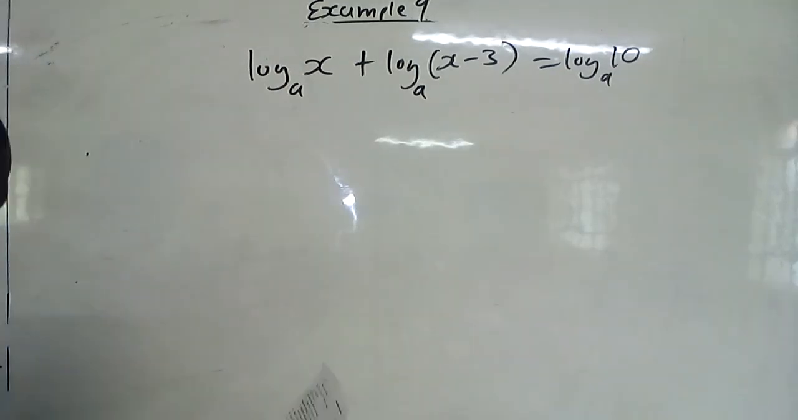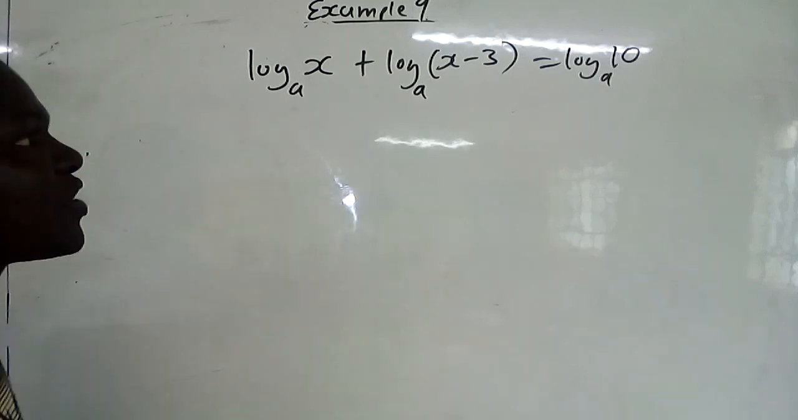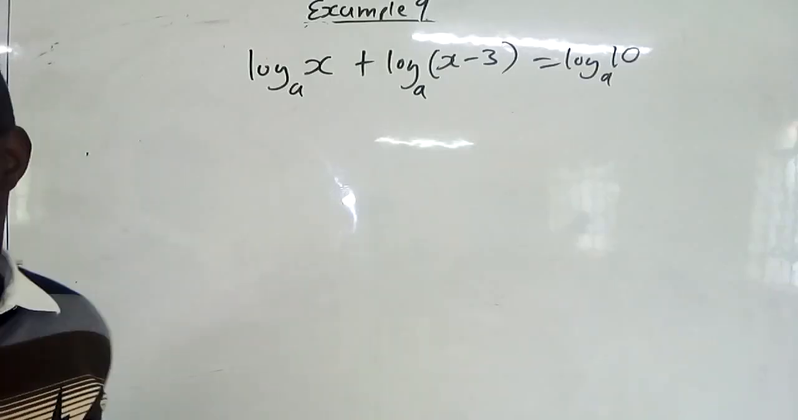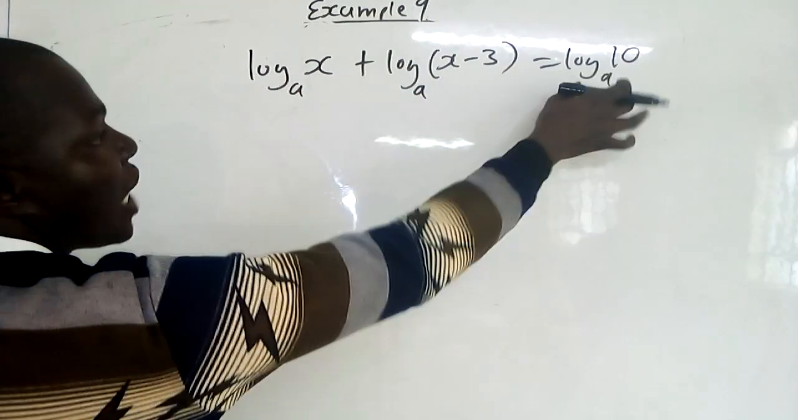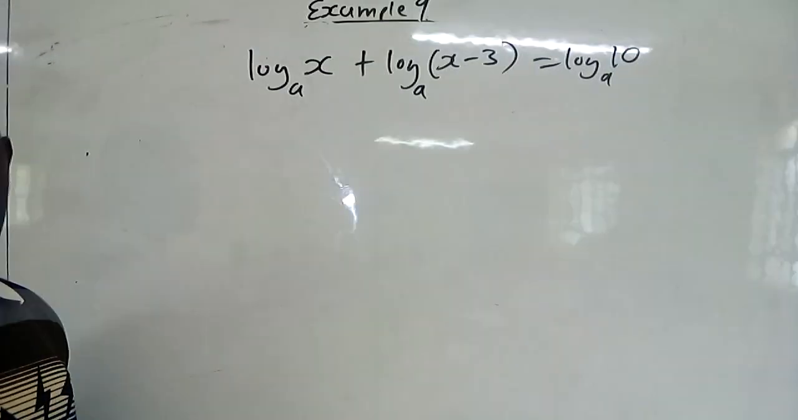Example number 9. Solve the following logarithmic equation: log x to base a plus log (x minus 3) to base a is equal to log 10 to base a. So the first step, you should ensure that you have the same base, isn't it? So we have the same base.